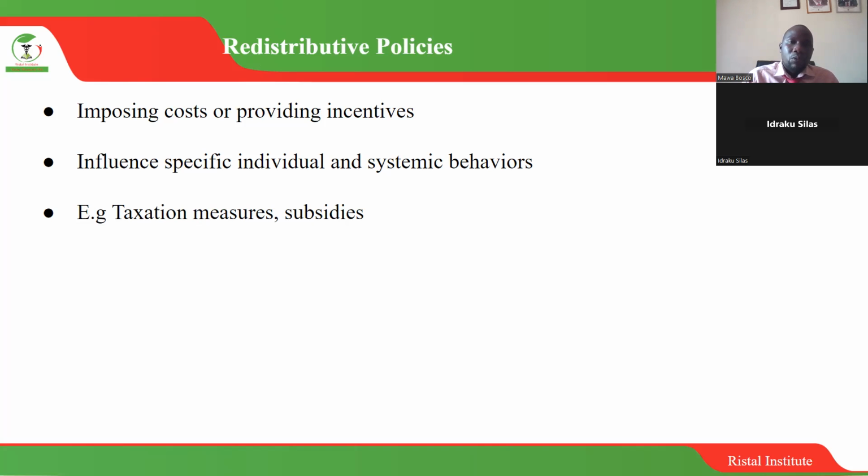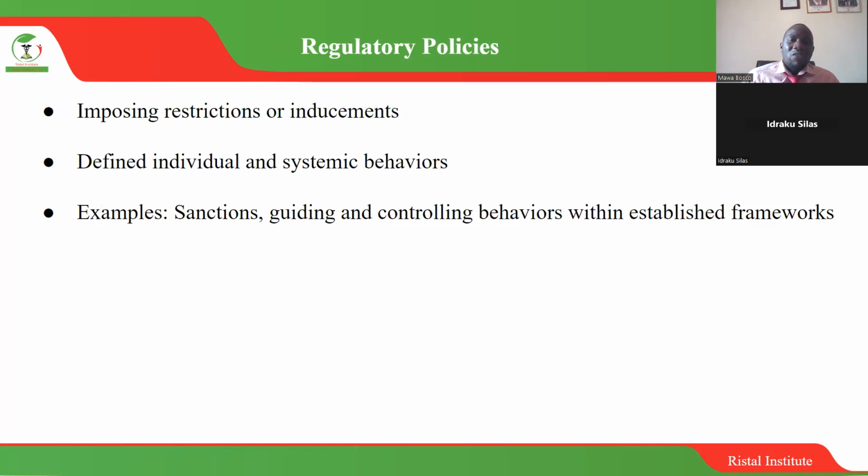Okay, so these are basically what we call redistributive policies. And then we have regulatory policies. Okay, these ones impose only restrictions. Okay, things like setting sanctions, or setting guidelines that limit or control behavior in certain establishments.